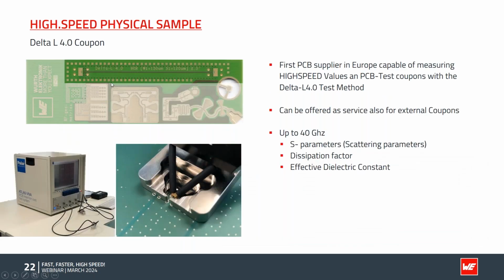A big part of the coupon is also these Delta-L 4.0 measurement coupons. We are the first PCB supplier in Europe which is capable of measuring the high-speed values in our facility. Two doors down from our webinar office is the measurement unit, the Atlas device. It's a vector network analyzer with good software which can create a lot of scattering parameters, the dissipation factor, or the effective dielectric constant of the materials. And that's the important thing: up to 40 gigahertz.